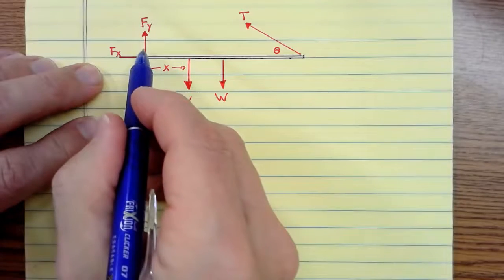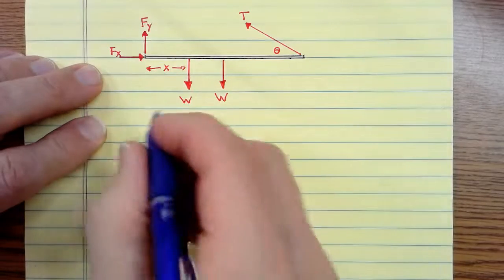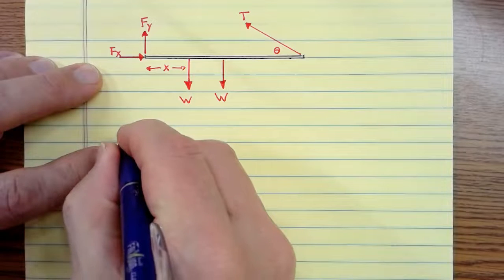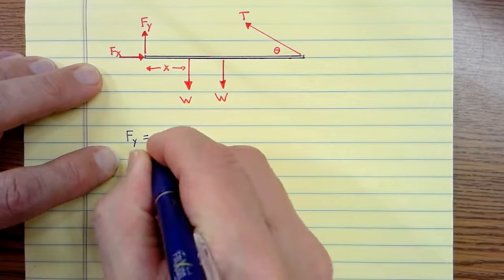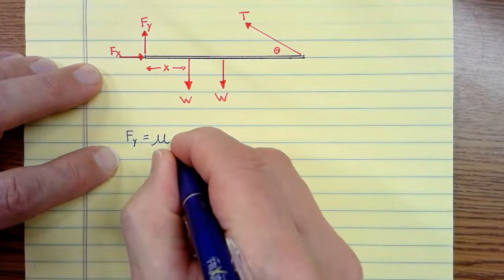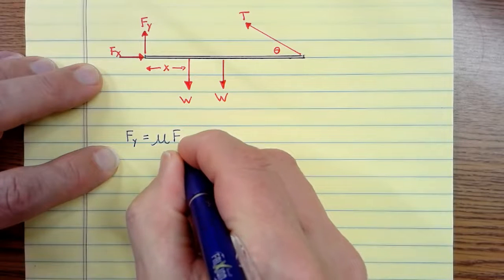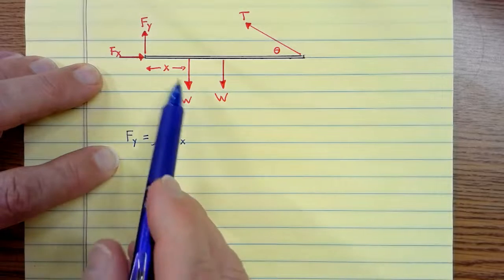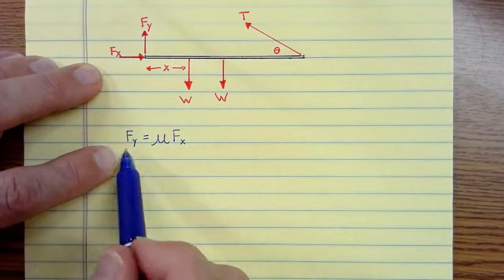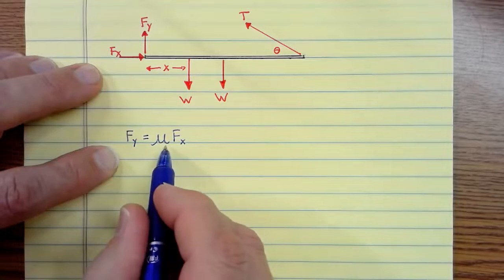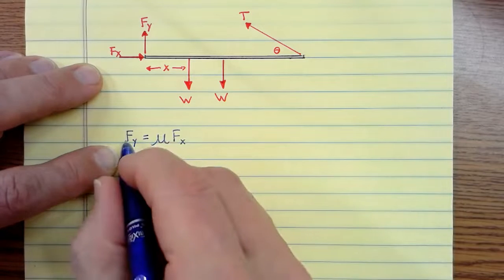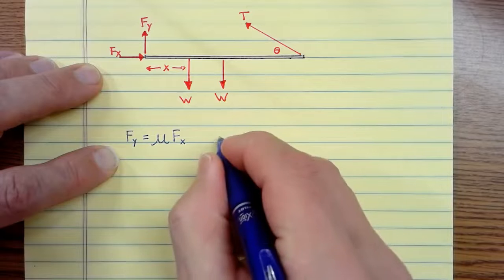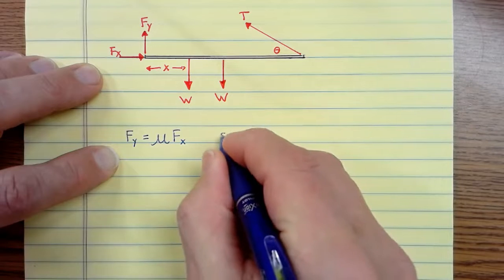Because friction, the Fy, is a friction force, we know that the force of friction, which is Fy, always equals mu times the normal force, which in this case is Fx. So there's a relationship between the force in the y direction and the force in the x direction, and that's given by this. We know mu, it's given to you in the problem, and so that's one equation which relates Fy and Fx. I will call that equation number 1.